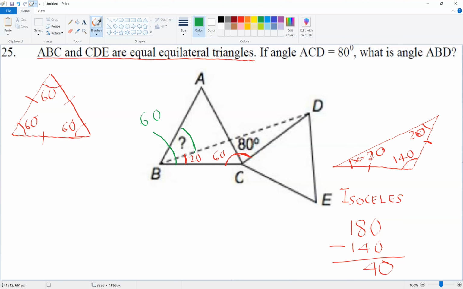No, the bigger one is 60, this one is 20. Should you add or subtract? This is 60, it's 40. And this is 20. So this should be 40. Yeah, this one is a little difficult because of all these angles.